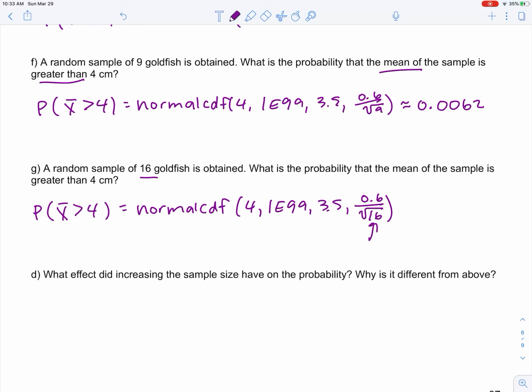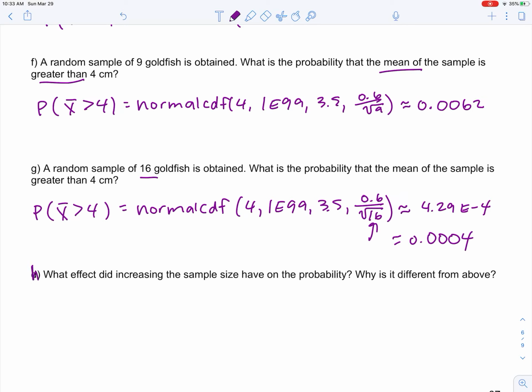So this time the sample was size 16, so I'm changing the standard deviation here again. And it is so small, the calculator has put it in scientific notation. I have about 4.29 E negative 4. That is about 0.0004. So that is a very small probability indeed.